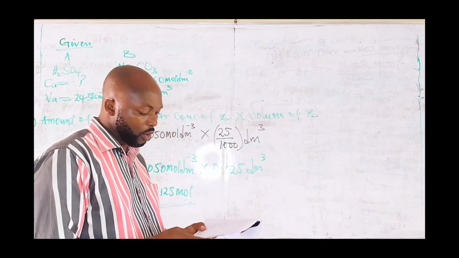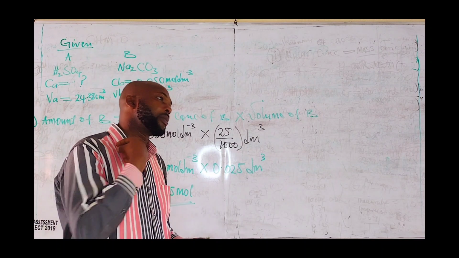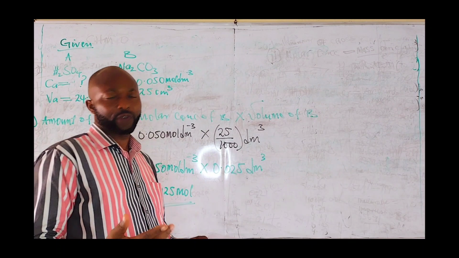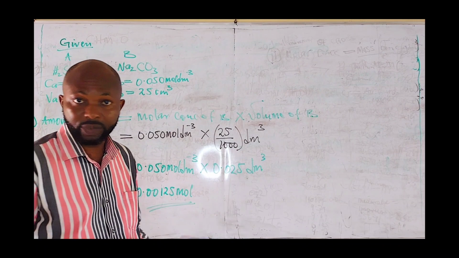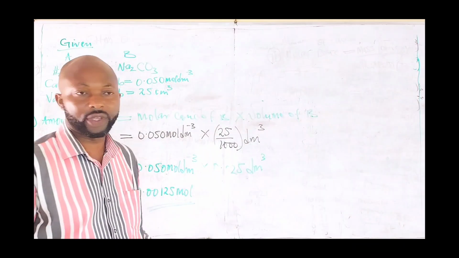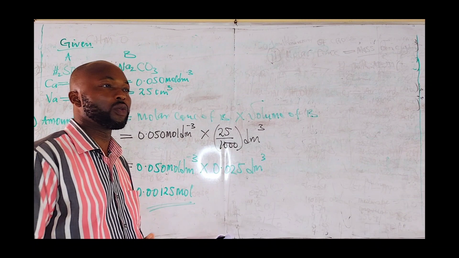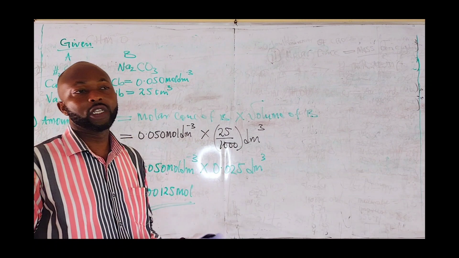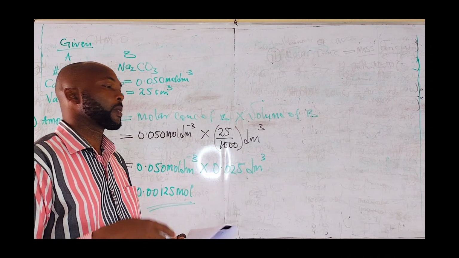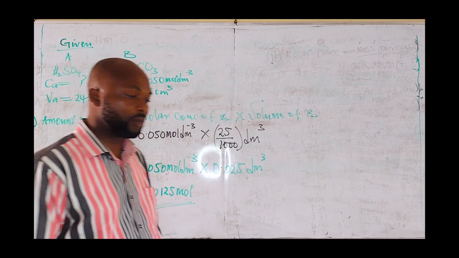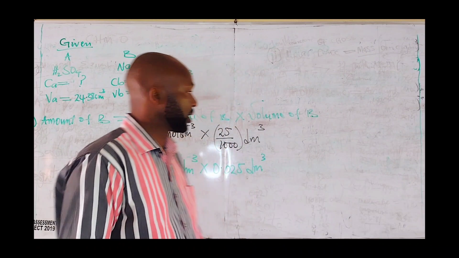Concentration of A in mole per dm cube. Now, remember I gave you about 3 formulas for concentration. The first one being our CAVA over CBVB equals NA over NB. We also have molar count, which is equal to mass count divided by relative molecular mass. The other one is not important in this essence.